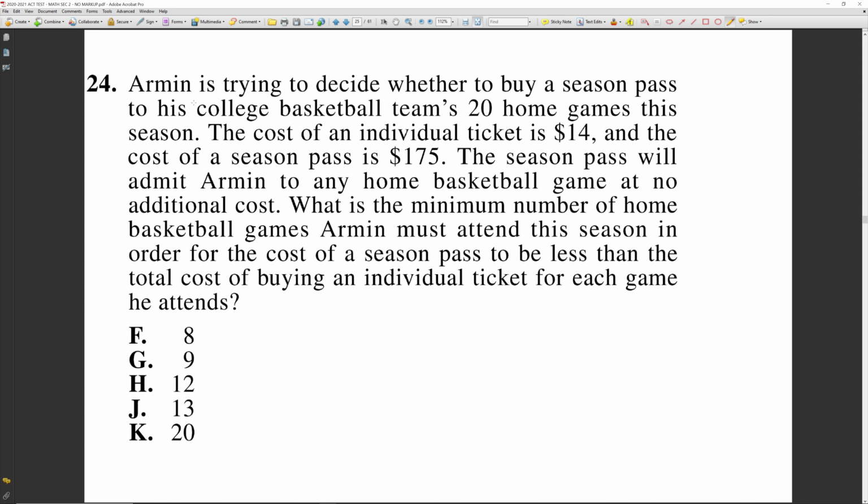What is the minimum number of home basketball games Armin must attend this season in order for the cost of the season pass to be less than the total cost of buying an individual ticket for each game he attends? In reality, this is a 10-second problem. So what you do is you take the total cost of the season pass, which is $175, and divide that by the individual dollar amount per game. So 175 divided by 14 is 12.5. So you always round up, so this becomes 13 games. The answer is J. Just like that.